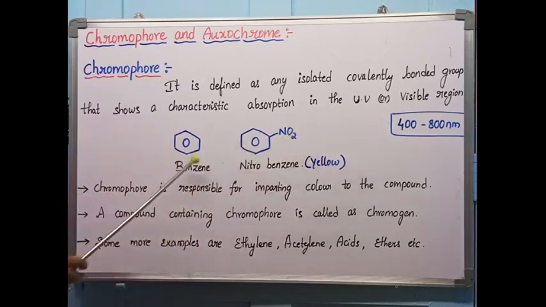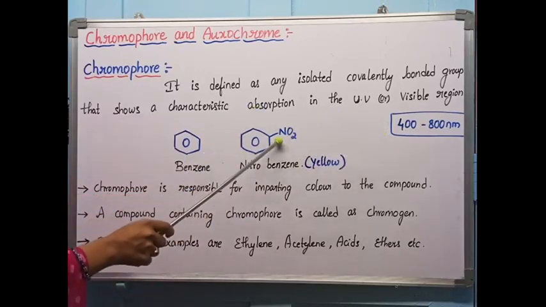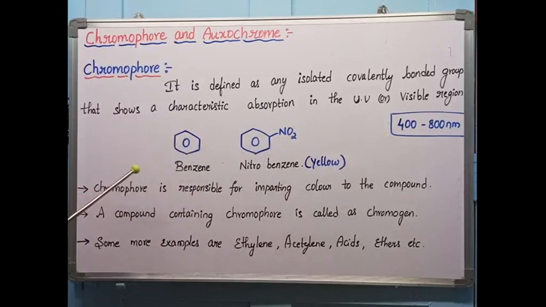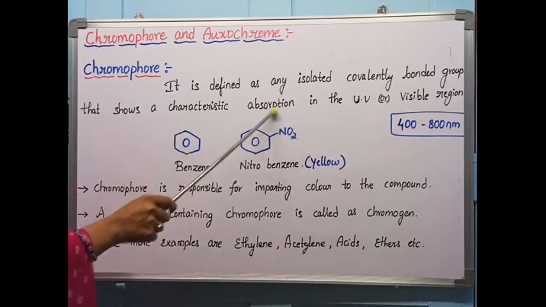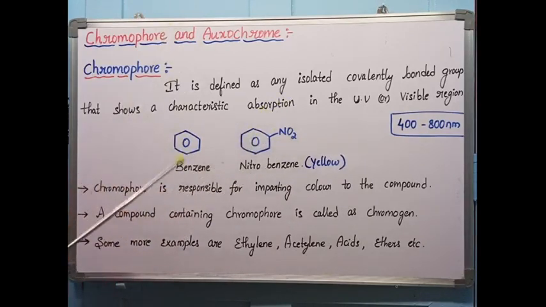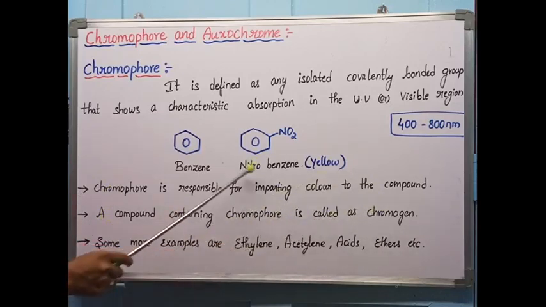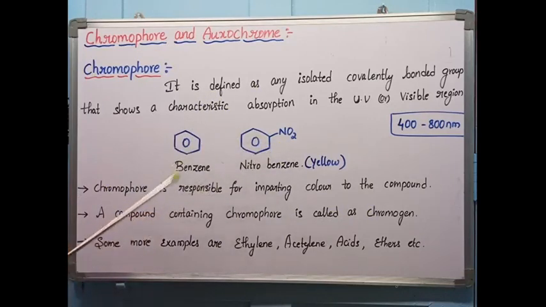So this nitrobenzene shows yellow color because of the presence of the NO2 group. This NO2 group is imparting color to the compound. So chromophore is responsible for imparting color to the compound. Actually, a compound containing a chromophore is called a chromogen. So this is also called a chromogen because it consists of a chromophore.